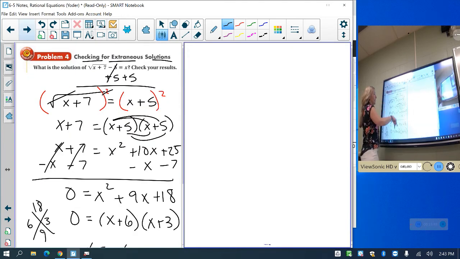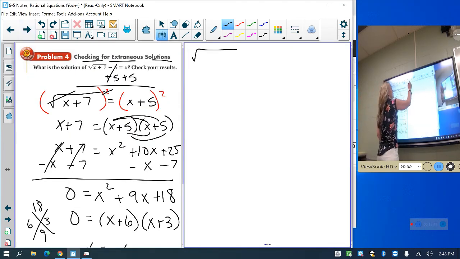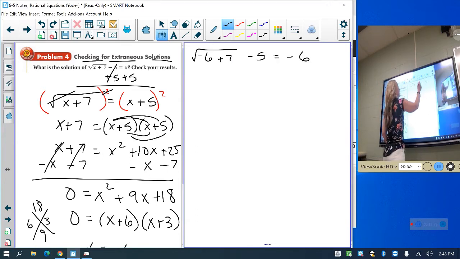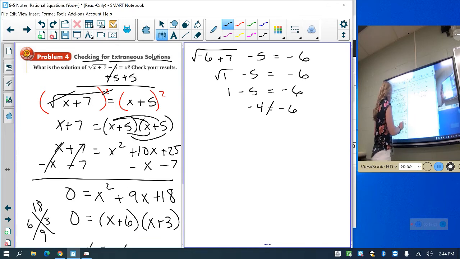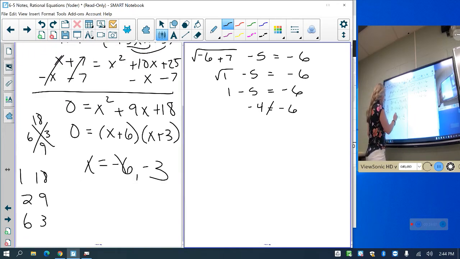I'm going to plug in -6 first, so I have the square root of -6 plus 7 minus 5 equals -6. -6 plus 7 is 1. The square root of 1 minus 5 equals -6. So I have 1 minus 5 equals -6. -4 equals -6. Does not work. So that is one of my extraneous solutions right there.